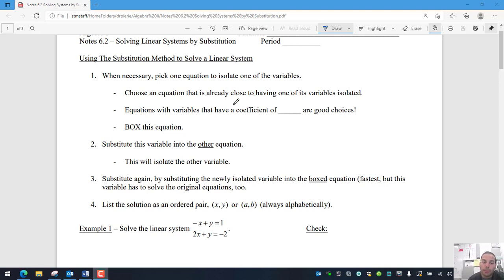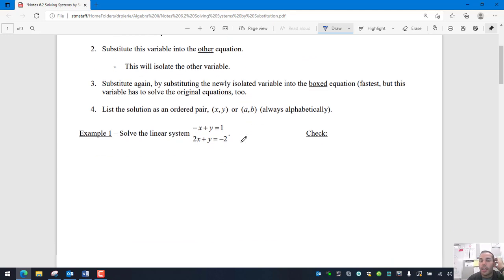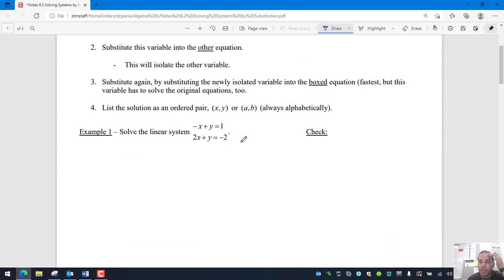So I'll quickly go through the steps, but I think the best way to learn this is by just seeing a few examples. So the first step is this. When necessary, you're going to pick one equation to isolate one of the variables. You've got two different equations to choose from, and you're going to isolate one of the variables. You're going to have four options every single time. You can pick really whatever variable you want, but variables that have a coefficient of 1 are usually good choices. Okay, you're going to substitute this variable into the other equation. This will isolate the variable, substitute again, and then you ultimately solve for your x and your y coordinate.